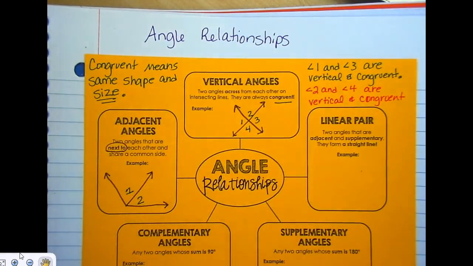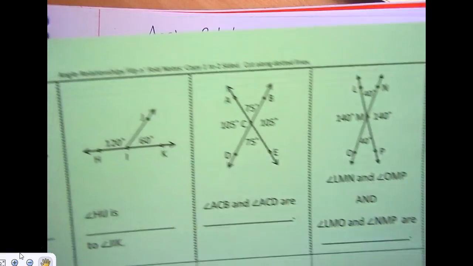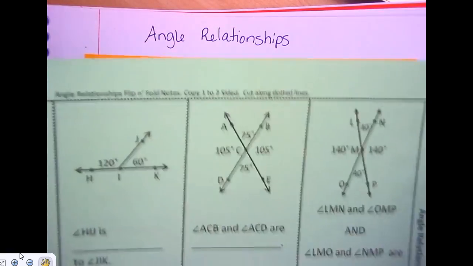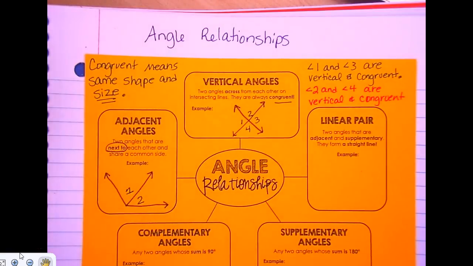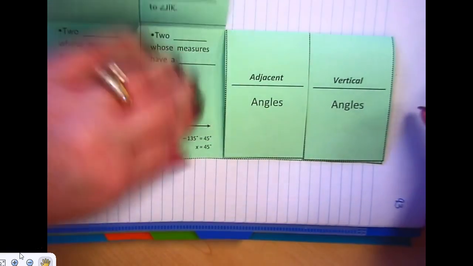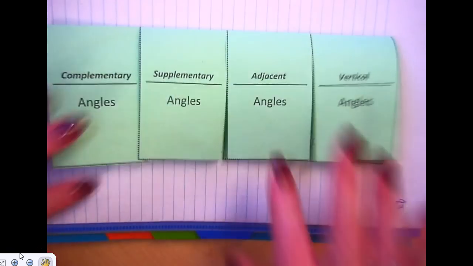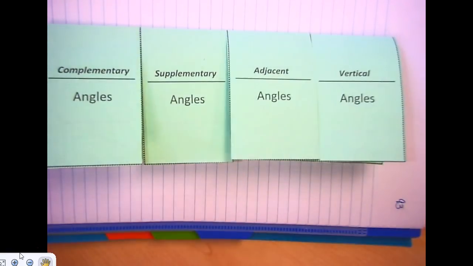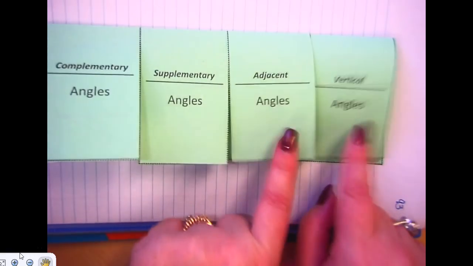So we are also going to work on this green paper. So go ahead and cut it out on the dotted line, the outside dotted line. And we'll look at that in just a minute. Make sure you finish these notes. All right, so we've cut the outside off, and then we've cut these top parts apart, and then we're going to focus on these last two, adjacent and vertical angles.